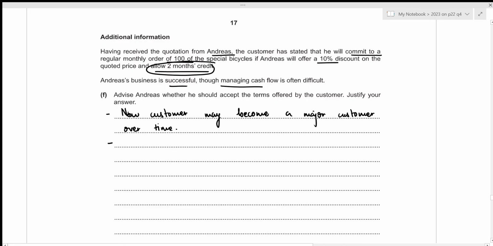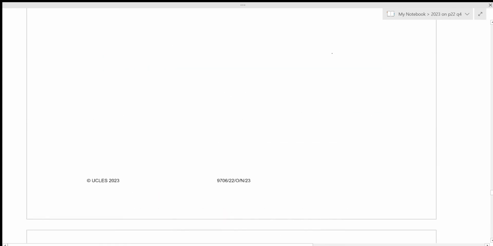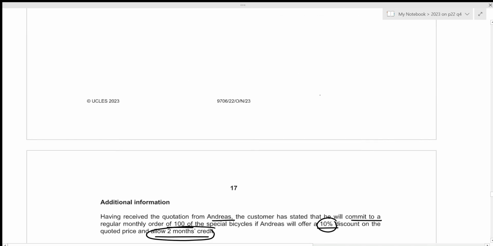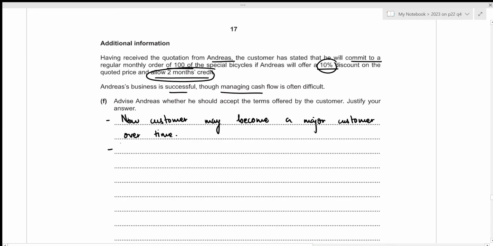Now, if we're offering a 10% discount, let's have a look at our selling price. Since we have a guaranteed gross profit margin of 30%, Andreas will still earn some profit, right? Because we have a profit of 5,460.86, and even after allowing a 10% discount, there will still be profit in this case. So we can write that down as well. Terms offered will still produce a profit for the business.